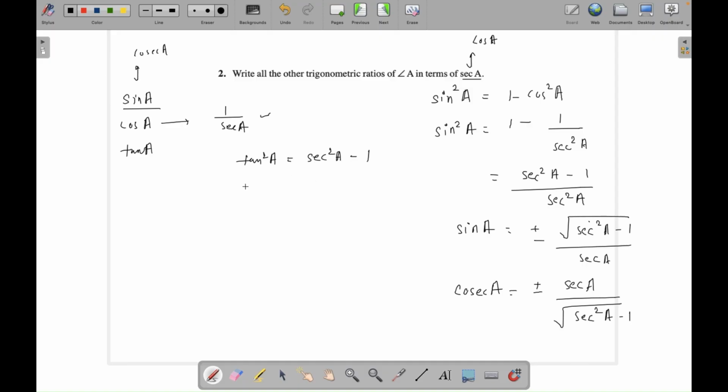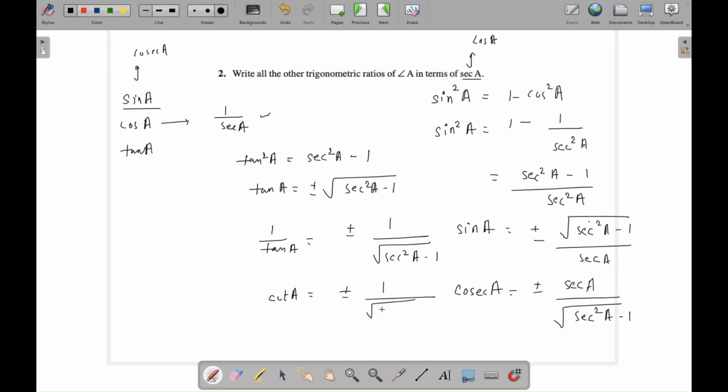And if we have to write this, we can write it like this: tan A is equal to plus minus root over sec square A minus 1. And if I have to write cot A, I'll write 1 upon tan A is equal to plus minus 1 upon root over sec square A minus 1. So this becomes cot A, which is equal to plus minus 1 upon root over sec square A minus 1.